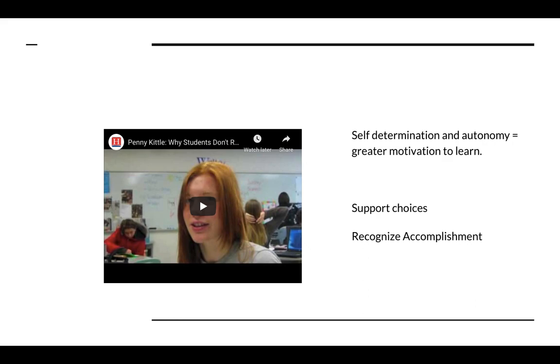And I do believe you're going to see more and more choices being given in schools. But this idea of supporting choices within students and recognizing accomplishments, I'm going to show you just a little bit. I had talked to you a little bit about this idea in terms of literacy instruction.